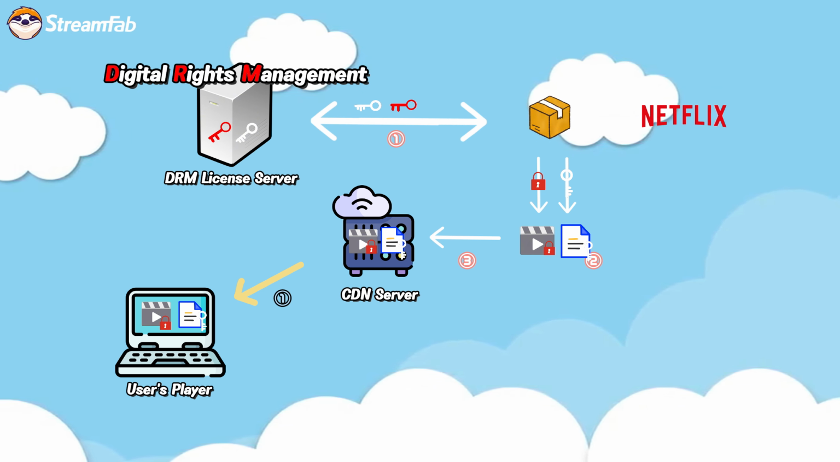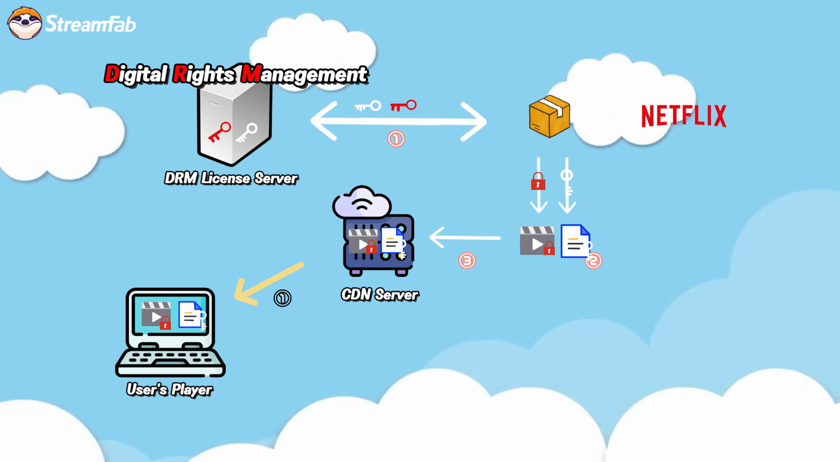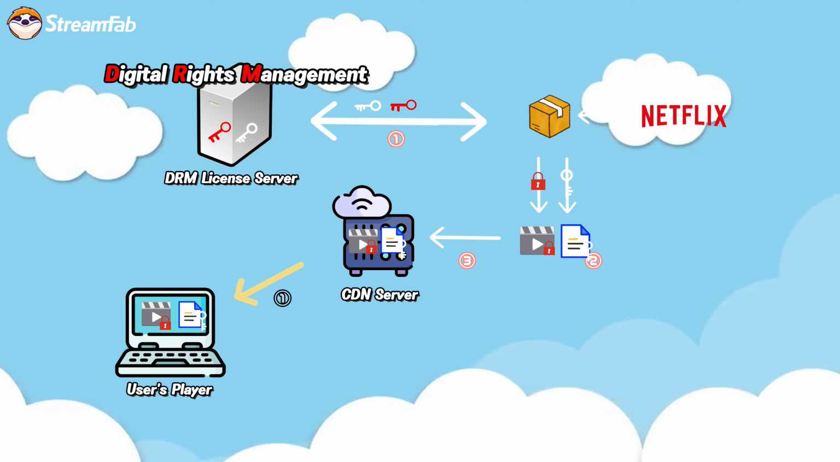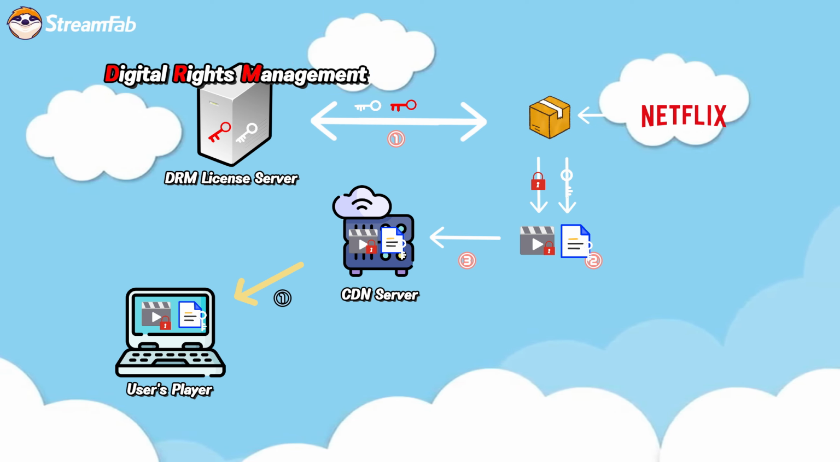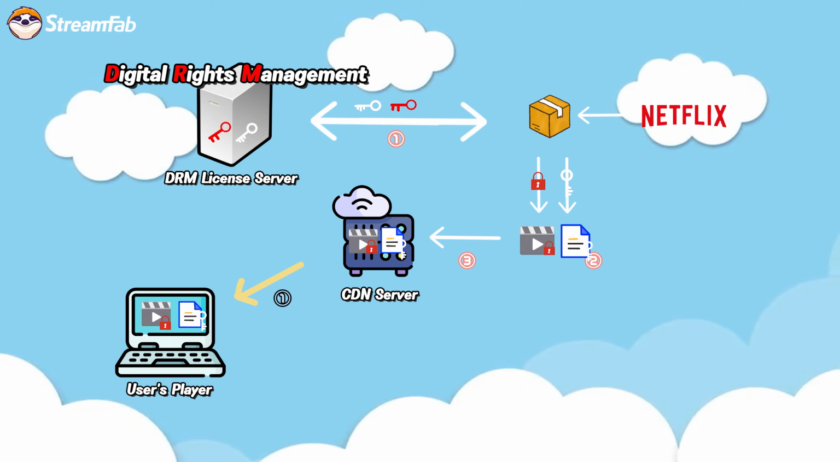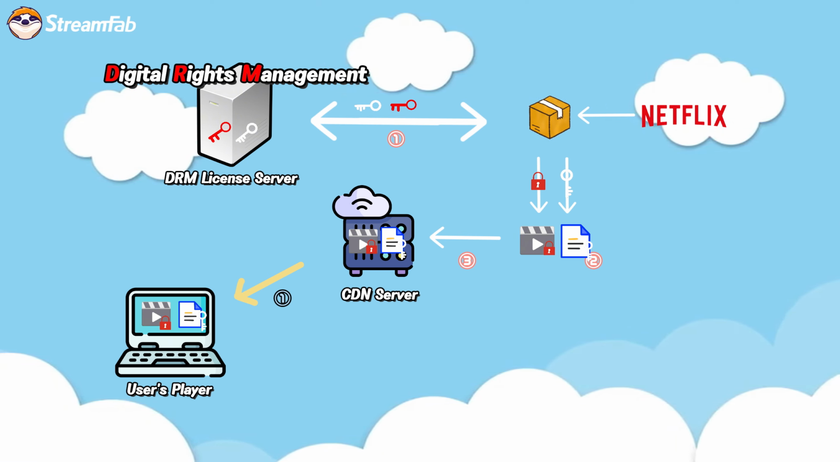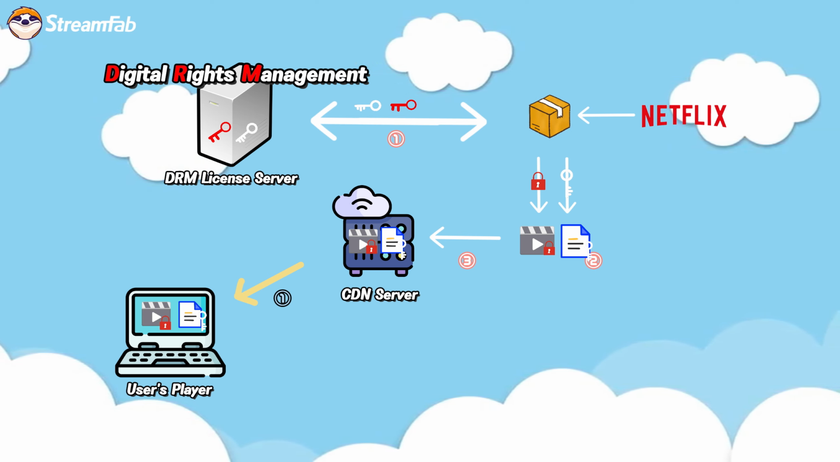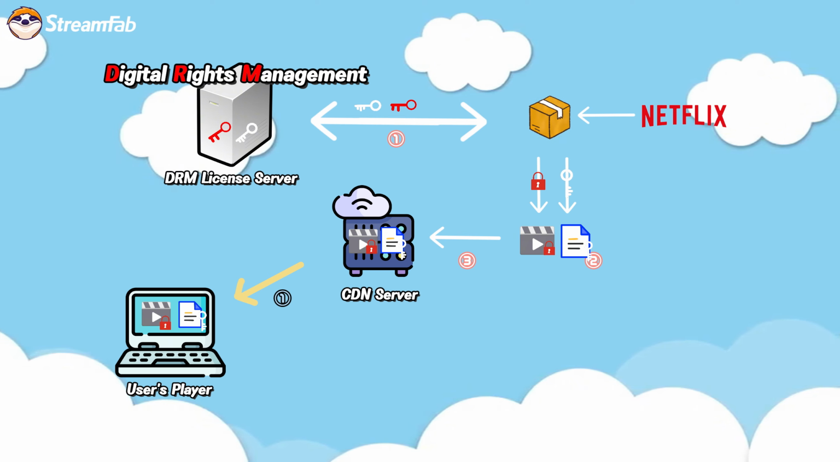DRM is actually a comprehensive solution for protecting digital content, with encryption being just one of its technologies, along with others such as digital watermarking. It doesn't only protect video content, but also other types of digital content. For encryption, it similarly uses a key exchange scheme.